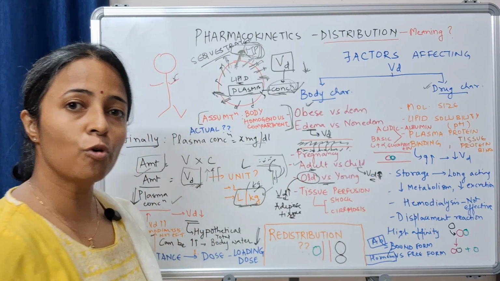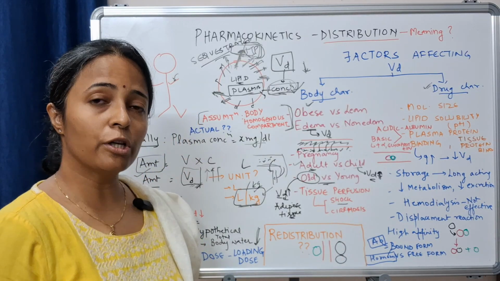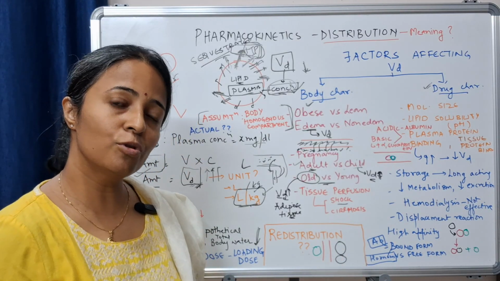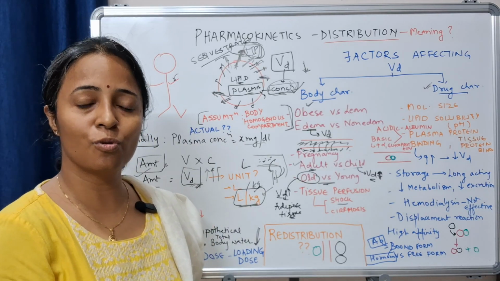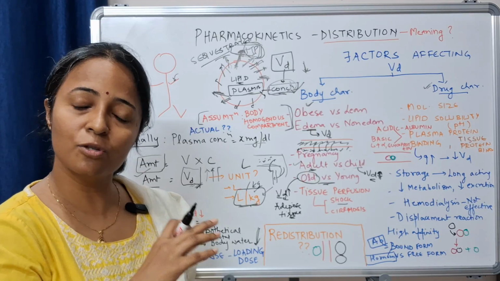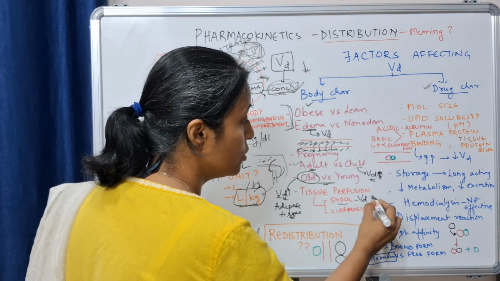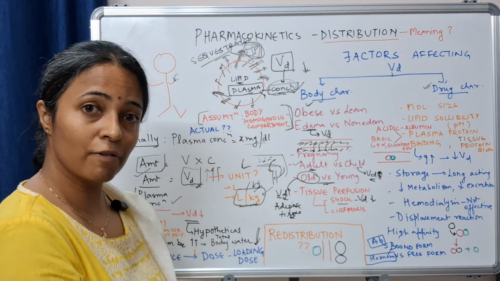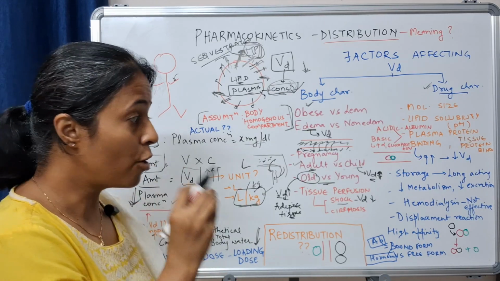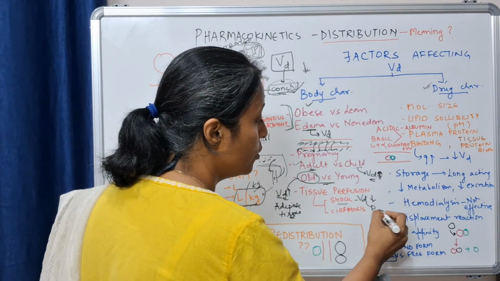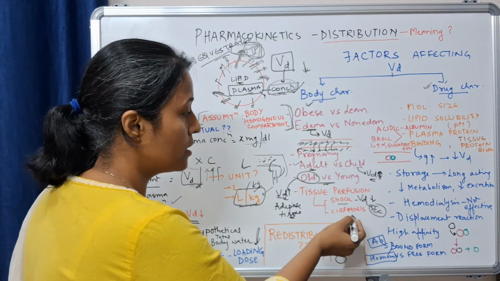Then tissue perfusion also determines the volume of distribution. Suppose in a condition like shock, what is going to happen? Blood flow to various tissues is going to decrease. That means the drug will not cross to the tissues, it is going to remain in the vascular compartment. So in this case, volume of distribution is going to decrease. Whatever drug you have injected is going to remain in the plasma. That means the same dose of the drug is now going to create a higher plasma concentration of the drug. Right? Then cirrhosis, suppose it is there.